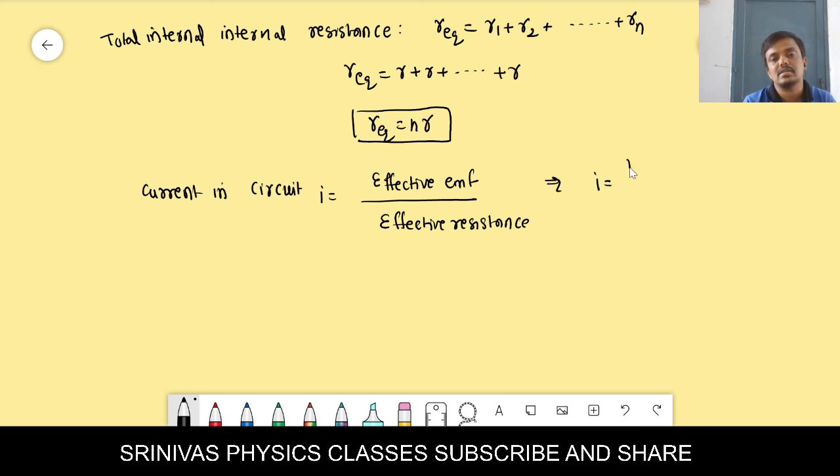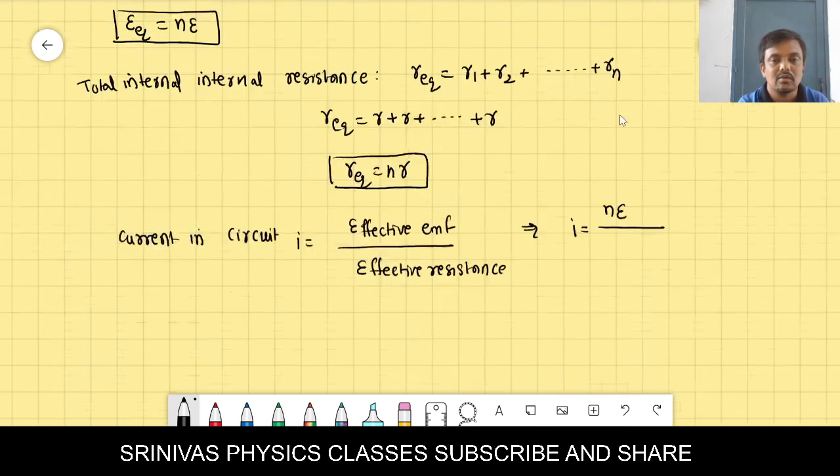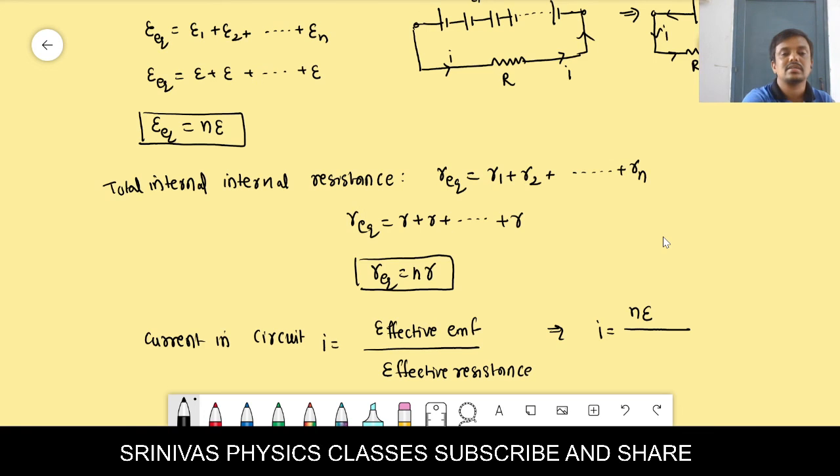Effective EMF is NE, for N identical cells connected in series. What is the total resistance in the circuit? NR is the total internal resistance of all cells. We are connecting them to an external resistance also. All are in series combination. Then the total resistance is capital R plus NR, where external resistance is capital R and total internal resistance is NR. This is the formula for the current in case of identical cells.